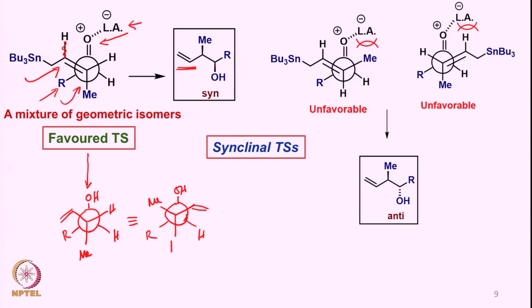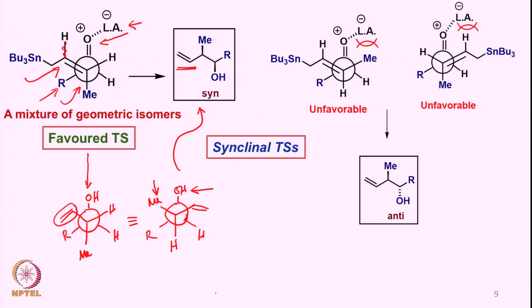So both of them are the same, because now what we have done is we have brought this vinyl group up, anti to the R, so that we can then write the product in this fashion. And in such a situation, as you can see, the OH group and the methyl group are both pointing in the same direction, and therefore this is a syn product.